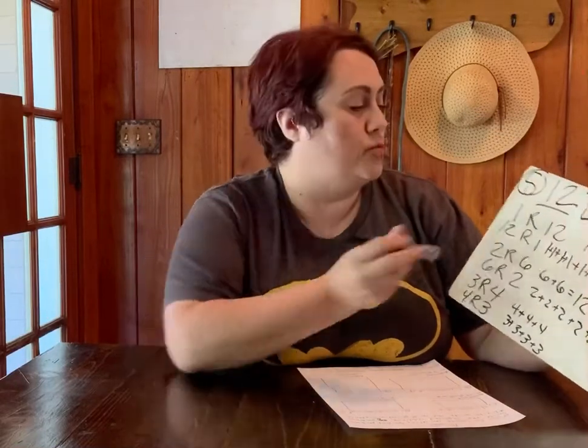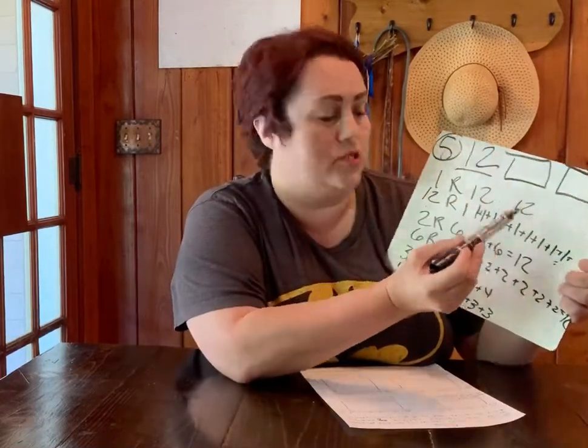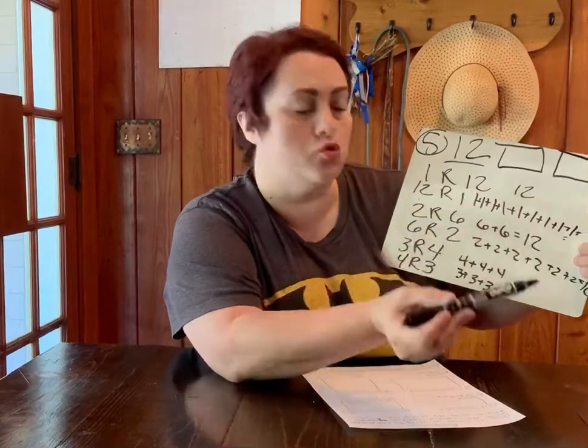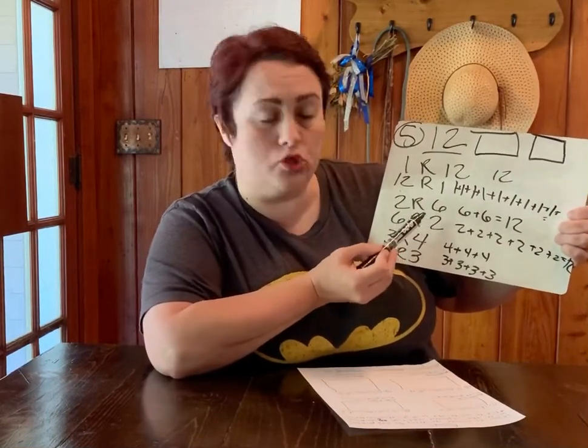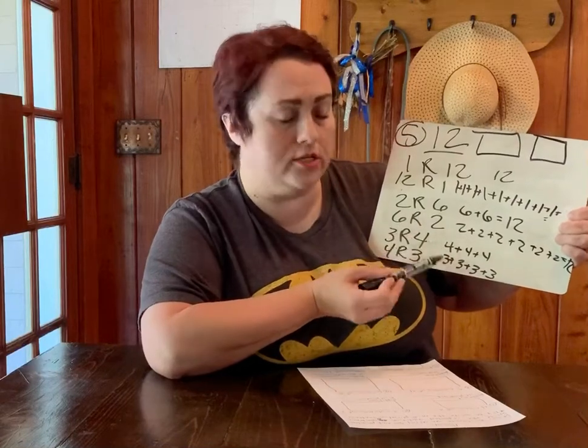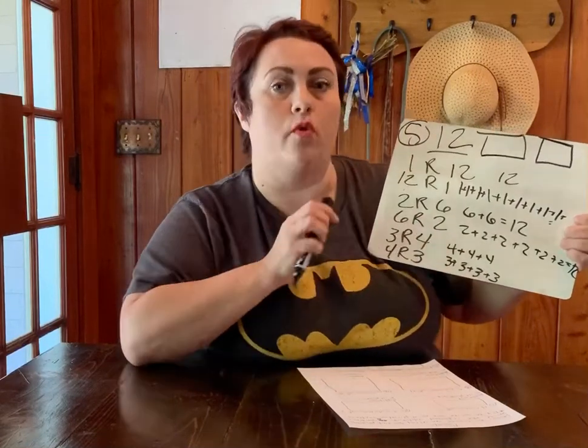And so if we did multiplication, 1 times 12 is 12. 12 times 1 is 12. 2 times 6 is 12. 6 times 2 is 12. 3 times 4 is 12. And 4 times 3 is 12.